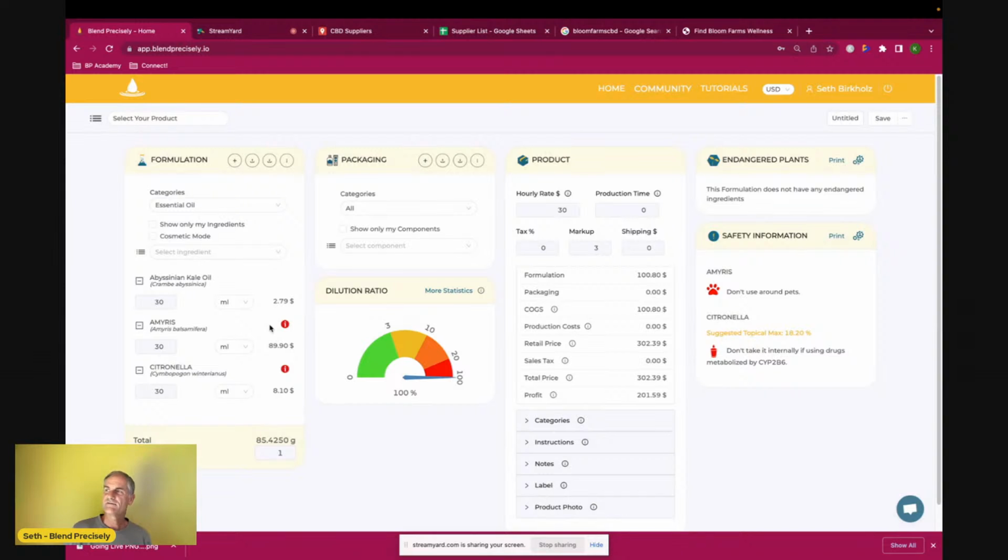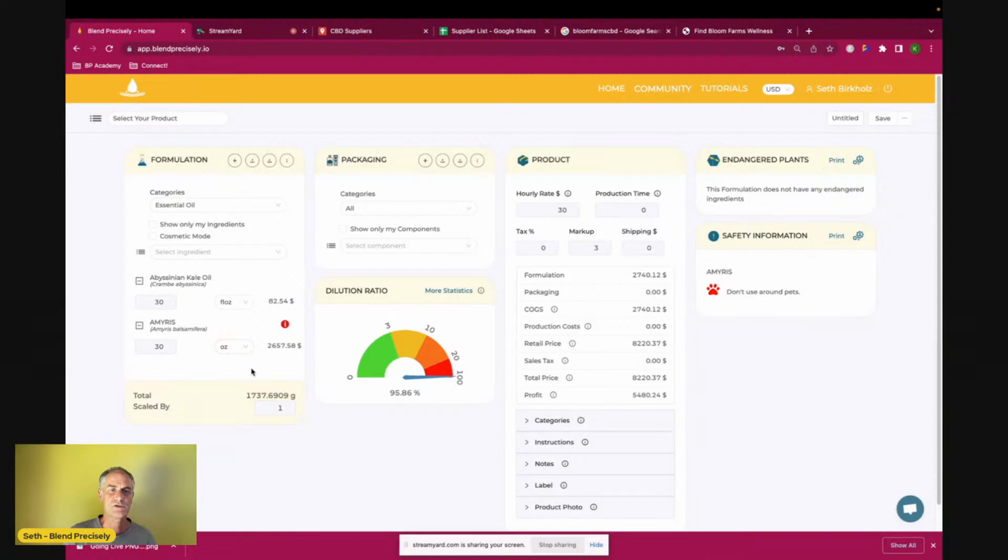One of the other things I've seen about units is that people do not really grok the difference between ounces and fluid ounces. So fluid ounces is a volume unit, and ounces is a weight unit. And on top of that, we're using U.S. fluid ounces and U.S. ounces.